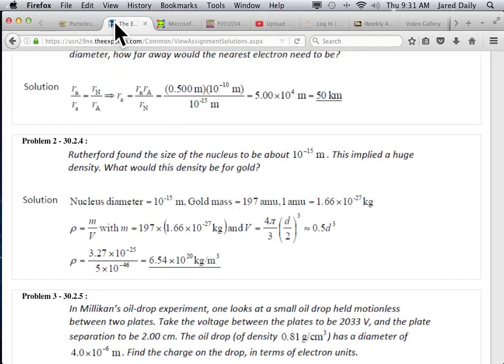What is the density of the nucleus? Well, there's no name for that number, but it's a lot more, right? It's a lot more. 6 times 10 to the 20. So if you have like a liter of, let's go back here.